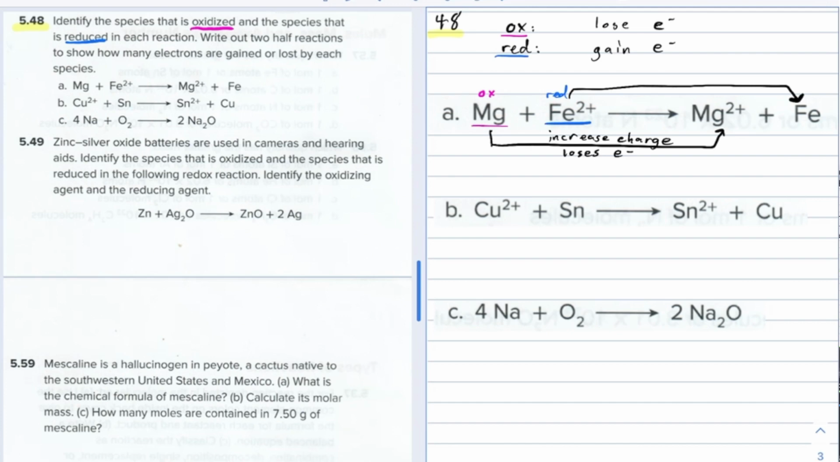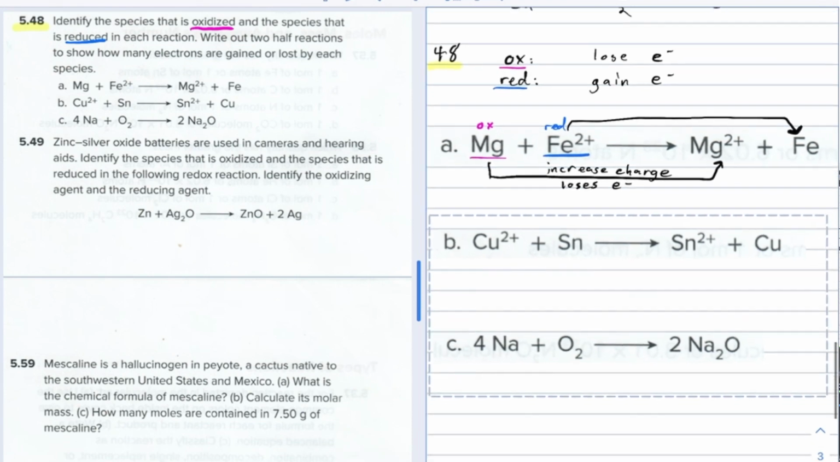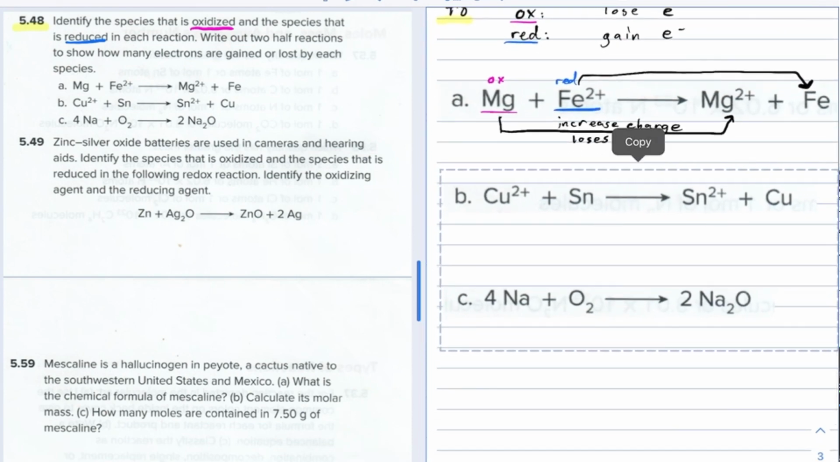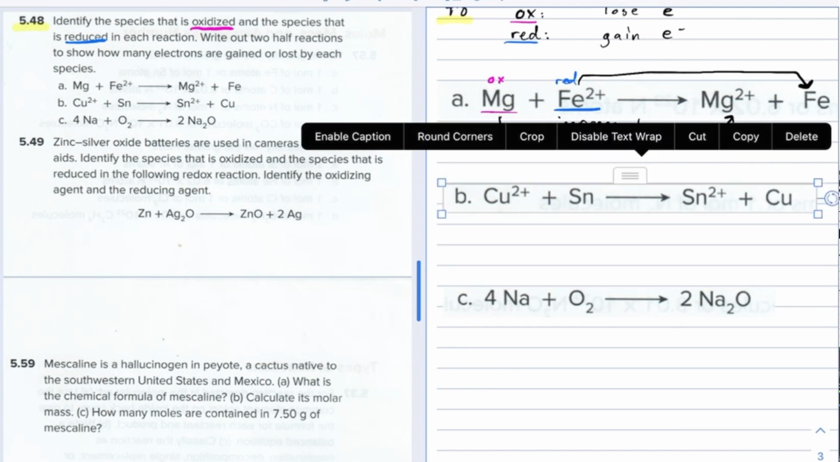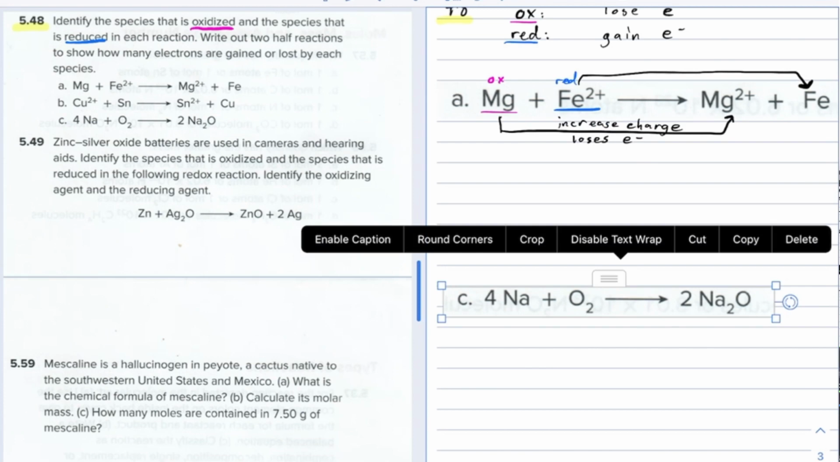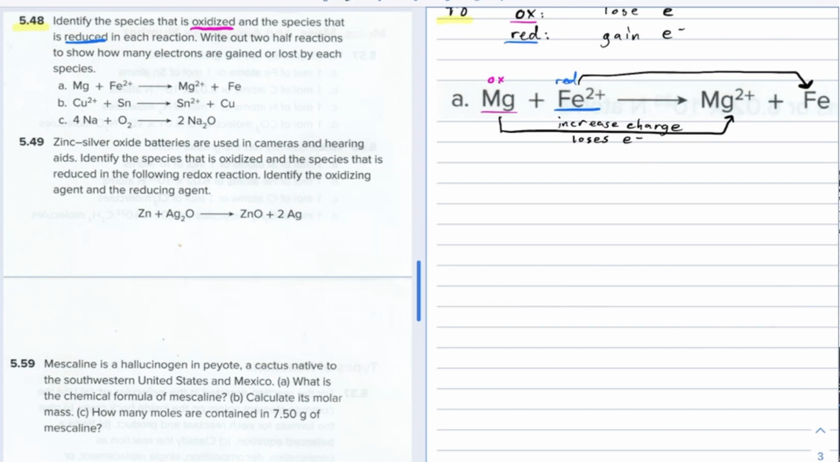So let me move these other guys down here, and let me just make a little bit more room. So the species that's oxidized is going to be Mg, and the species that's reduced is not Fe, it's going to be Fe +2, because that's what it started as. So you have to put whatever it starts as. This is oxidized and that's reduced.